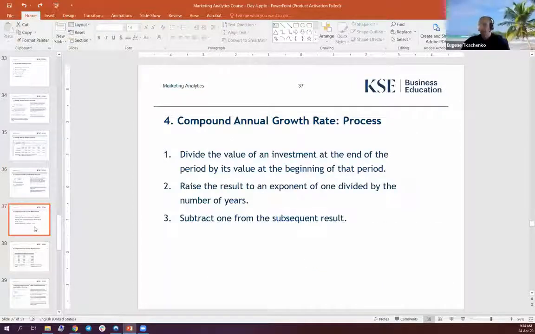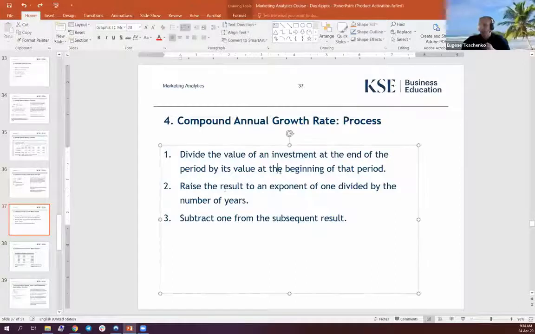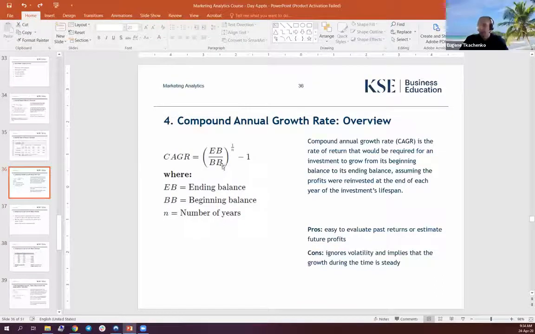So for the CAGR calculation, you need to divide the value of the investment at the end of the period by its value at the beginning of that period. Raise the result to an exponent of 1 divided by the number of years, and subtract 1 from the subsequent result. So essentially, as is given in this formula.